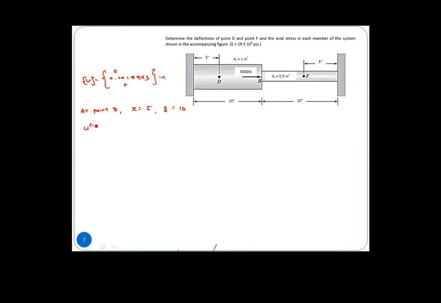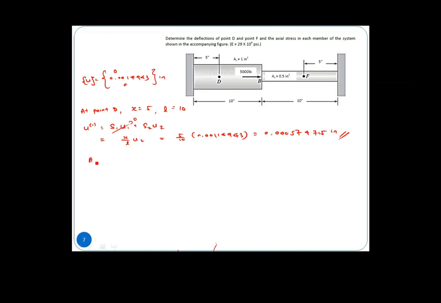So U will be S1 U1 plus S2 U2. So here U1 will be 0, right? So we have S2, which equals X over L, times U2, equals 5 over 10 multiplied by 0.00114943. It will equal 0.000574715.